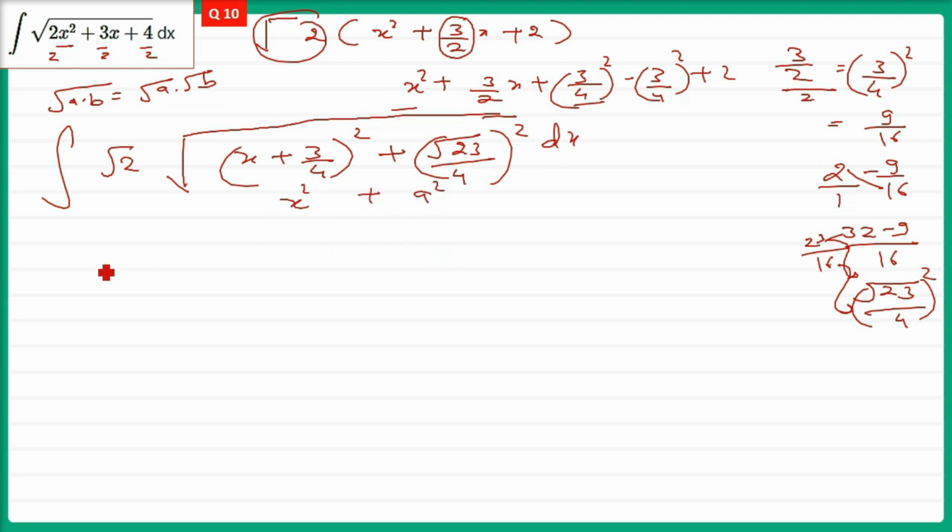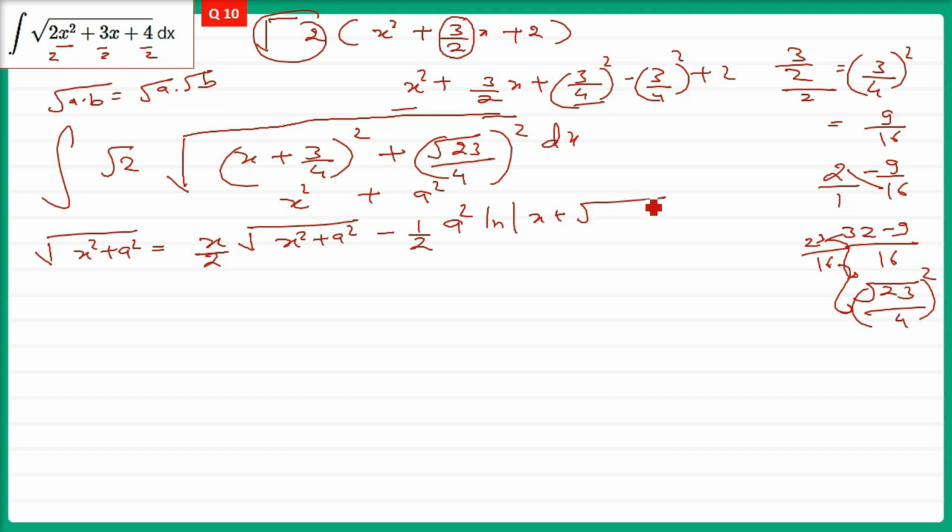So you can just take this under root 2 outside and apply the formula of x square plus a square. Now the integral of under root x square plus a square is already defined to you. So it is x by 2 under root x square plus a square, then we have plus. This is not minus, I'll just change it. A square by 2 log base e, that is ln x plus under root x square plus a square, plus a constant of integration. So let me make it positive, because under root x square plus a square is everywhere positive on the right hand side when you integrate it with respect to dx.